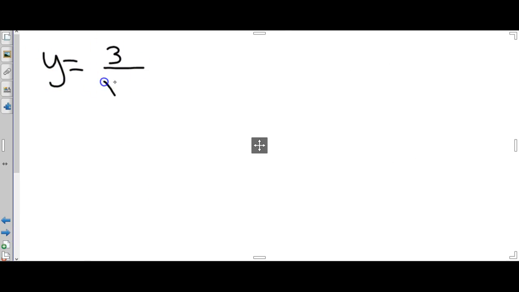Let's say we have y equals (x minus 3) over (x minus 1) plus 2. Each of these numbers will tell us something about the graph. So first we want to find what's called the vertical asymptote, that line we never cross that's going up and down.